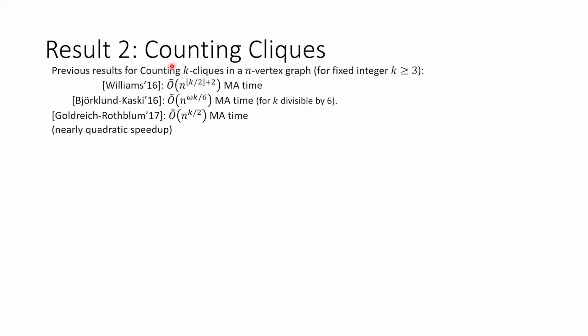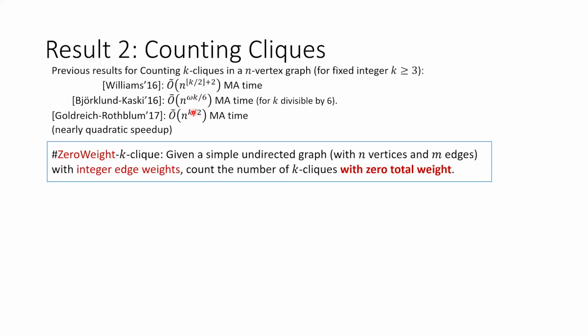Now let's look at our second set of results, which is about counting cliques. Previously, there are several results on Merlin-Arthur protocols for counting k-cliques in an n-vertex graph, and they achieved nearly quadratic speedup compared to the best known algorithms. And here we study a harder problem, which is counting zero-weight k-clique.